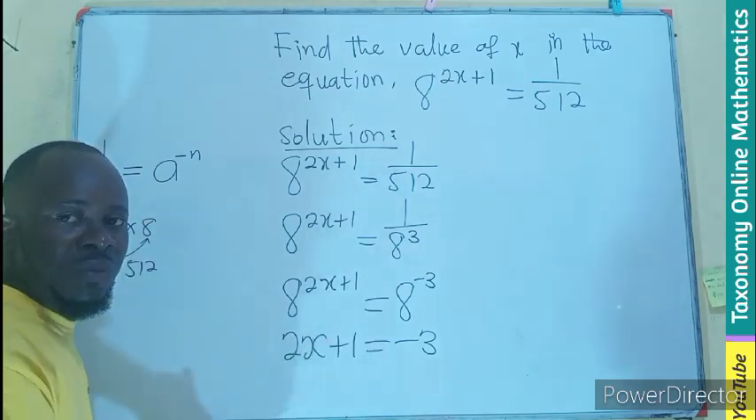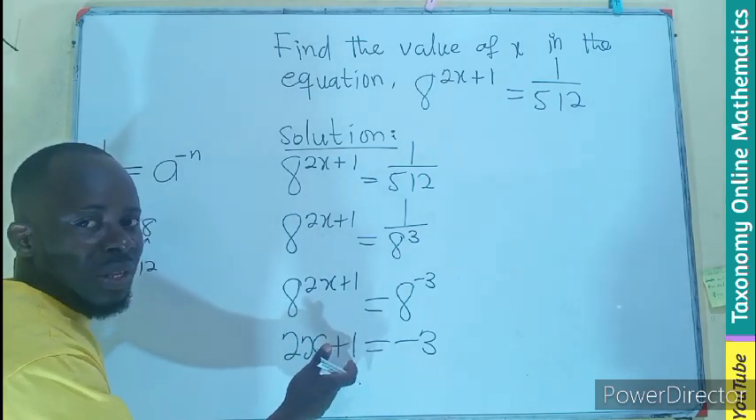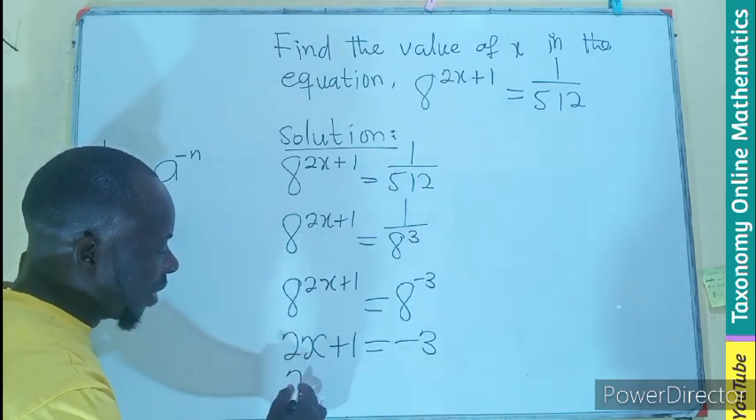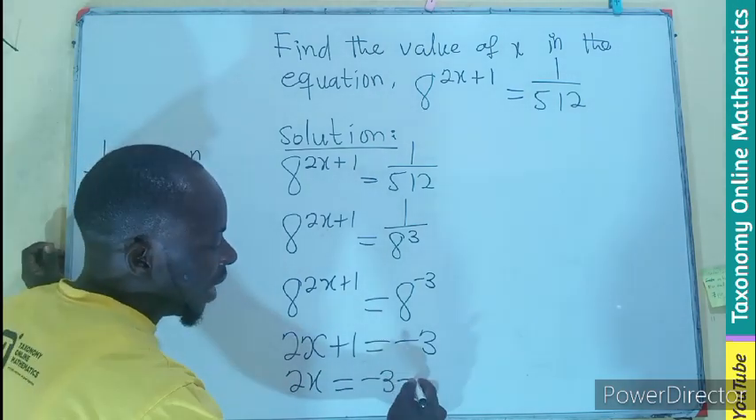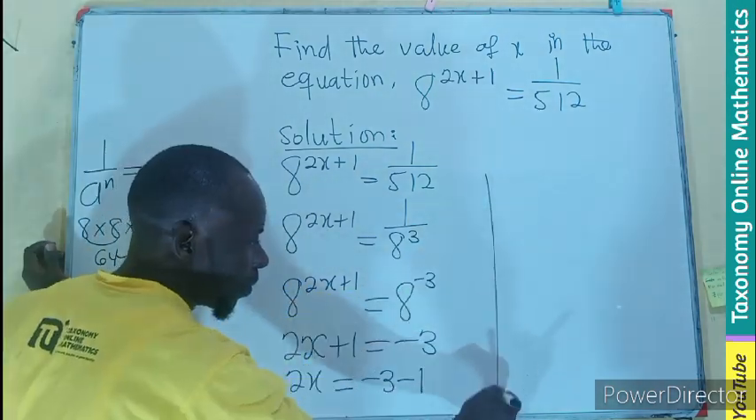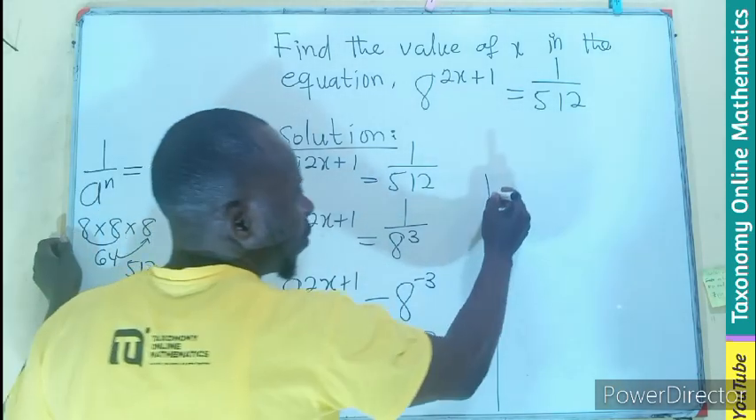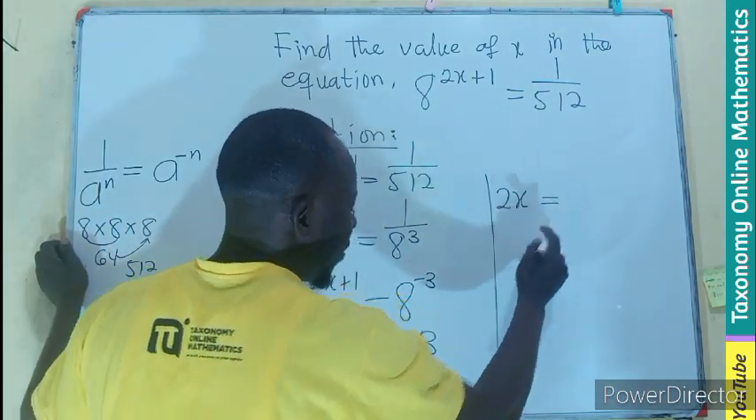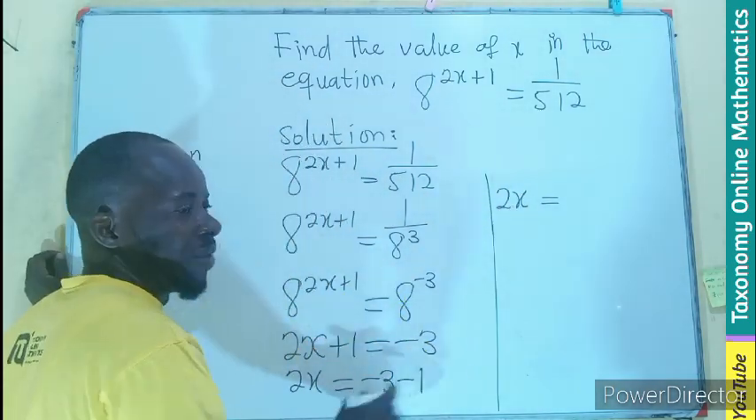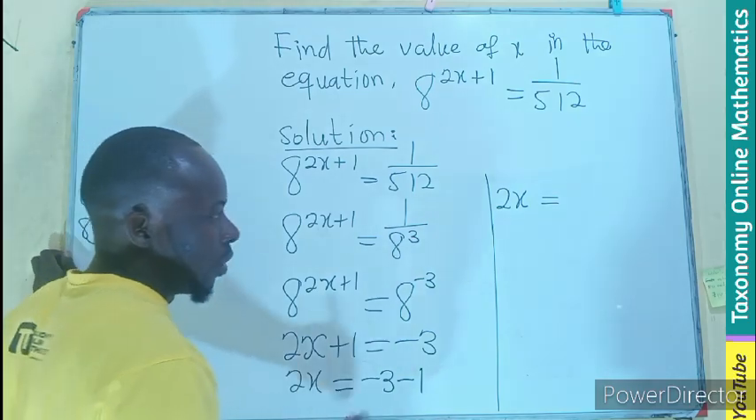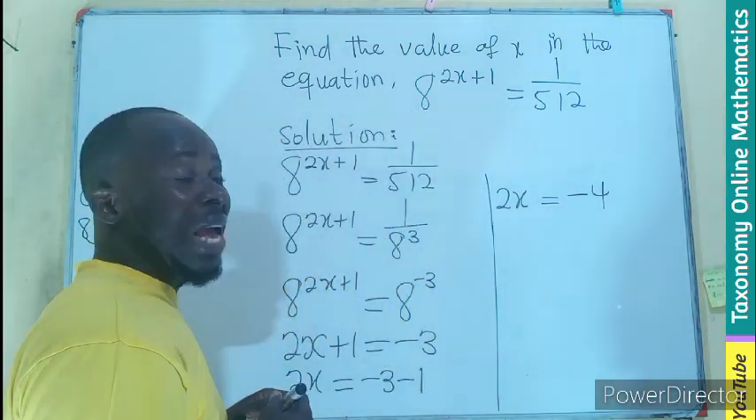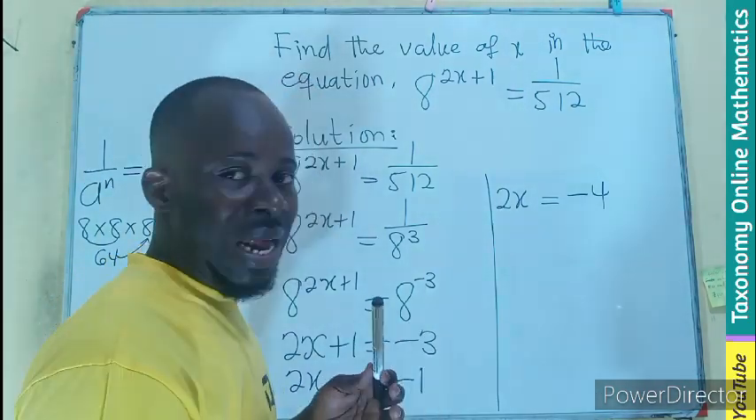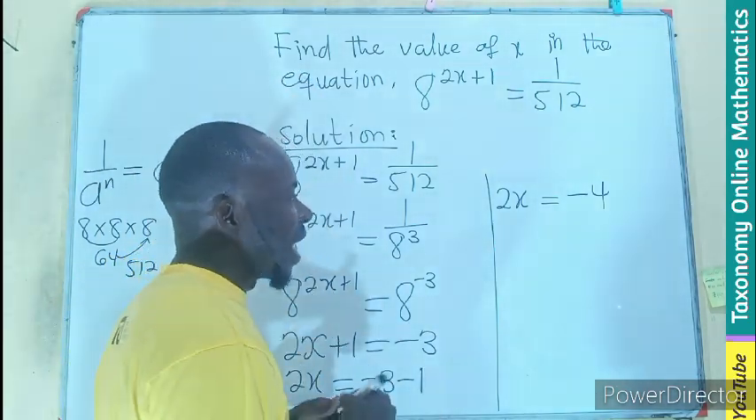This becomes a linear equation whereby we need to subtract 1 from both sides, leaving us 2x equals minus 3 then minus 1. Minus 3 minus 1 will give you minus 4. So we have 2x equals minus 4, but we need the x to be alone.